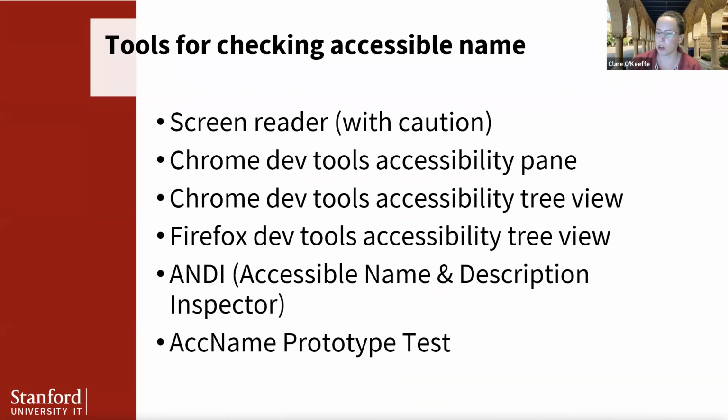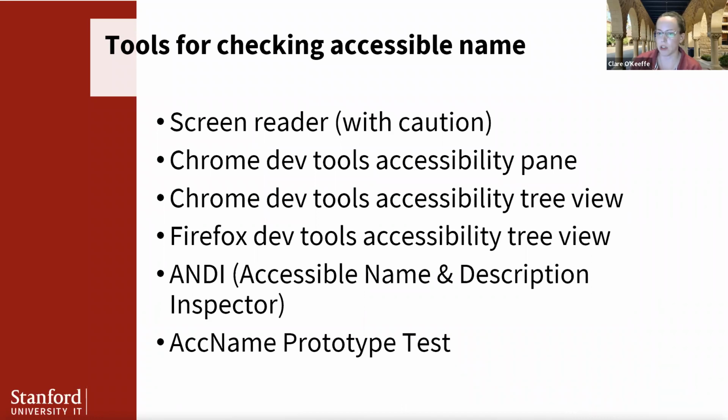You can also check with Chrome DevTools. There's an accessibility pane where you can look it up and see what's the accessible name. Chrome DevTools has another view that you can look at called the accessibility tree view, which will give you the same information, just formatted slightly differently. Firefox DevTools has an accessibility tree view as well, very similar to Chrome.